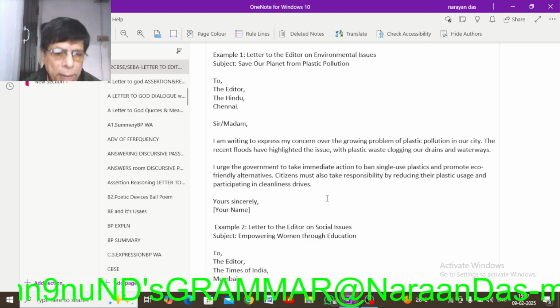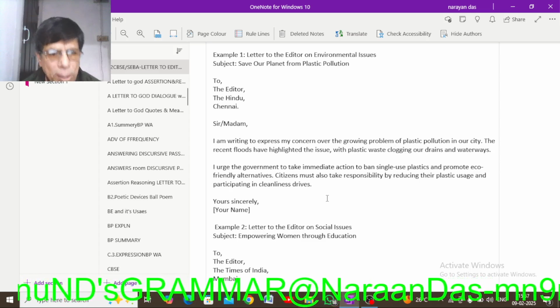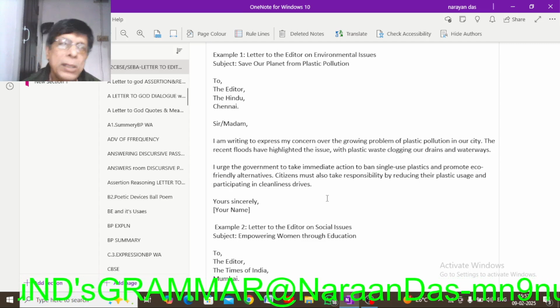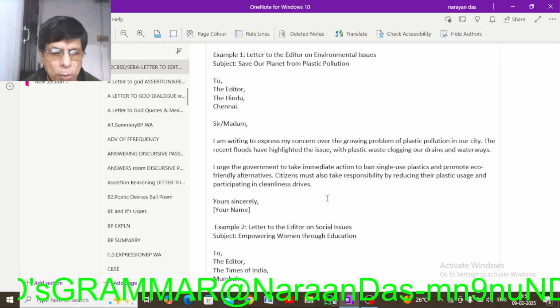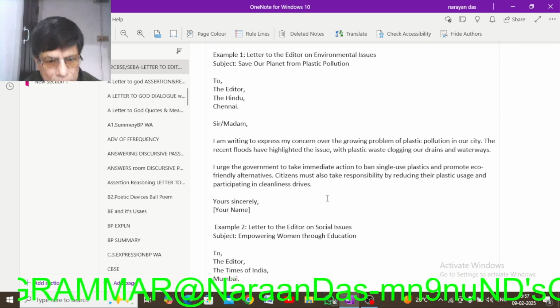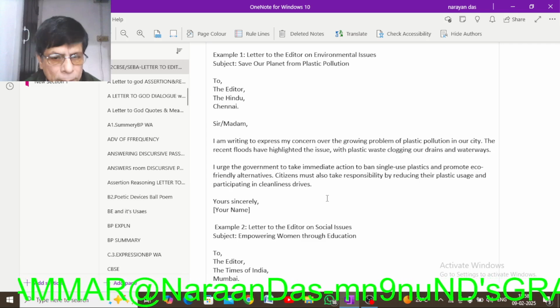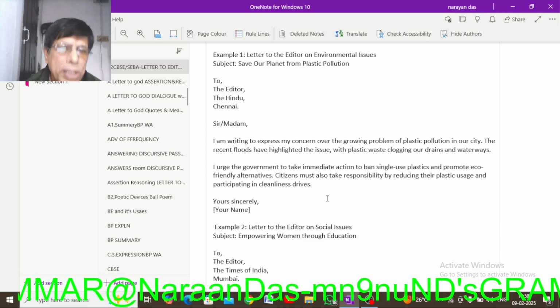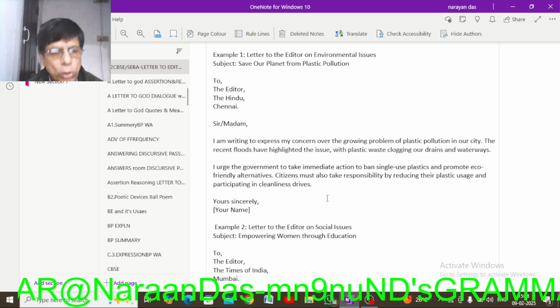So you may practice like this, or you can see these few letters and other sample letters that will help you. But remember, the structure or the format is very important. There are marks on format or structure, then marks on the content or the main topic. So take care to write this out.